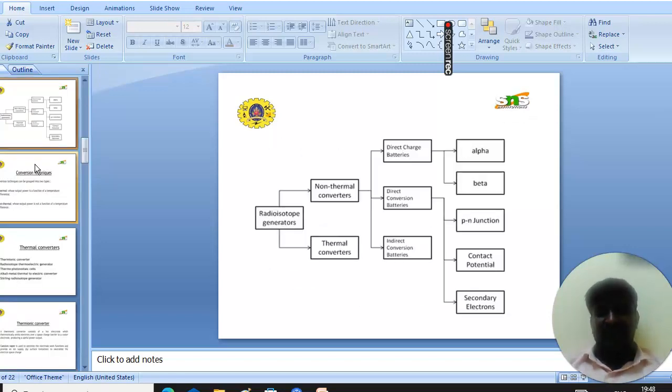Next, we will see the classification of the radioisotope generators. Radioisotope generators are classified into two types: non-thermal converters and thermal converters. Non-thermal converters are further classified into direct charge batteries, direct conversion batteries, and indirect conversion batteries. The direct charge batteries are further classified into alpha, beta, p-n junction, contact potential, and secondary electrons.